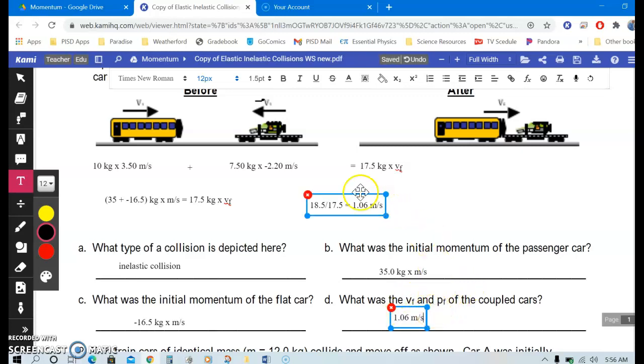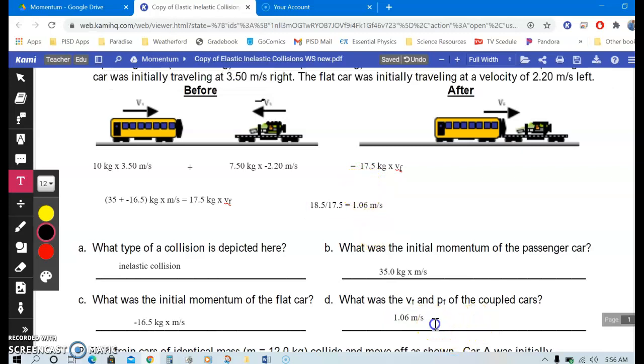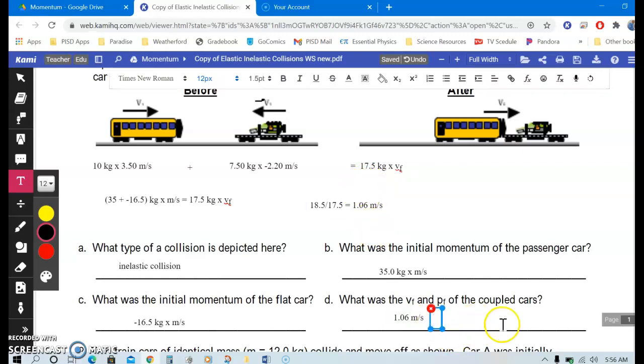All right, now the other thing it asks you is, what is the final momentum of the coupled cars? Well, we know that's equal to 17.5 kilograms times the final velocity. Now we know what the final velocity is, so we stick that in there. And when you multiply that, you can put that answer right here. Don't forget to do that because there needs to be another answer there, okay? So tell me what the final momentum would be, and with the proper number of sig digs.